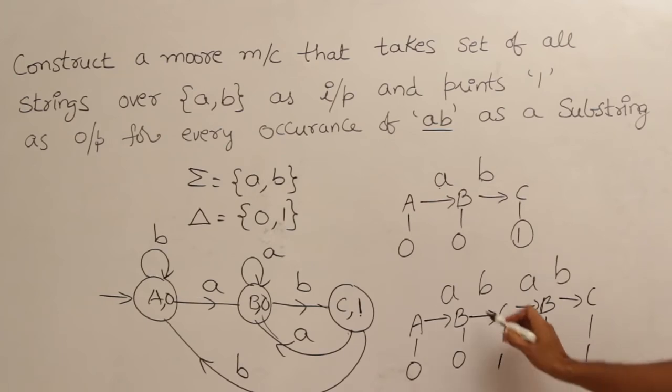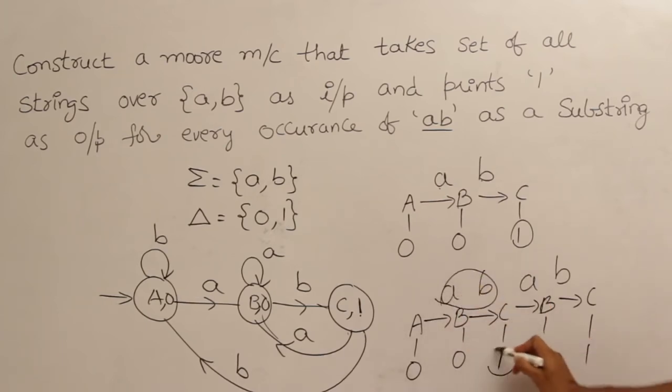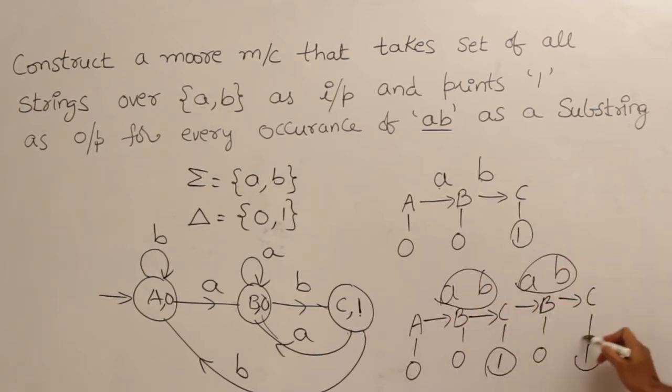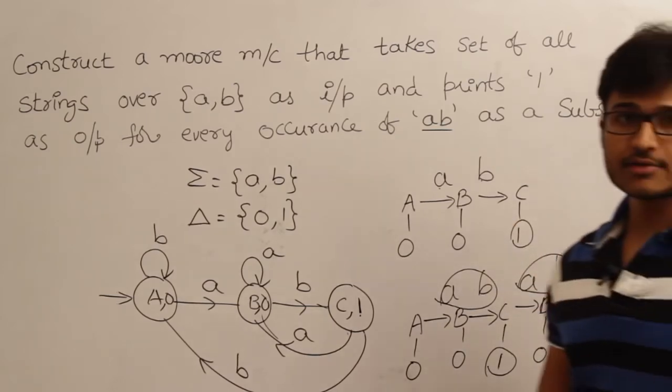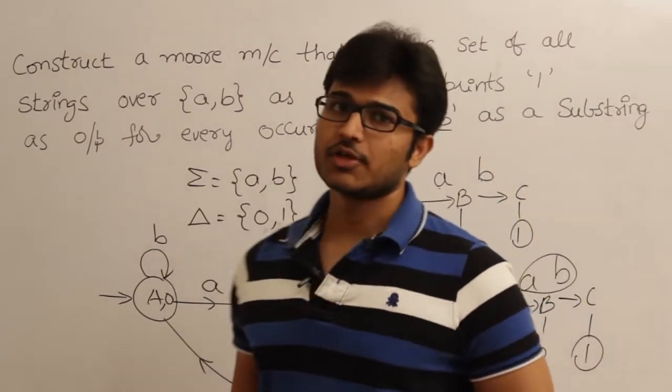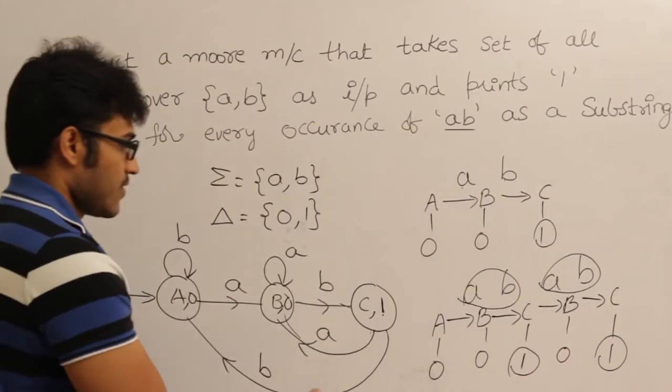So which means for every occurrence of AB, I have printed 1, which is nothing but I have counted the number of occurrences of AB in a particular string. Okay, so this is the final answer.